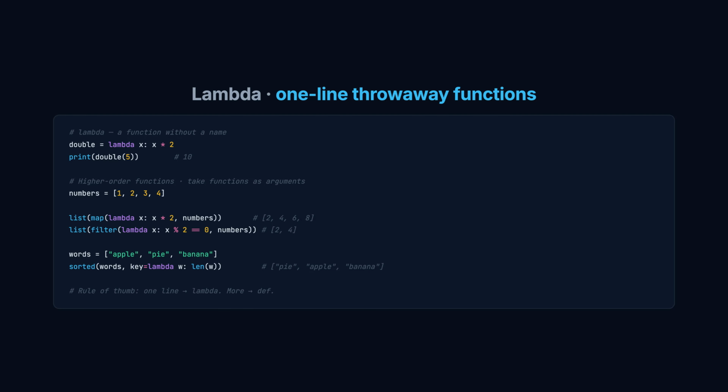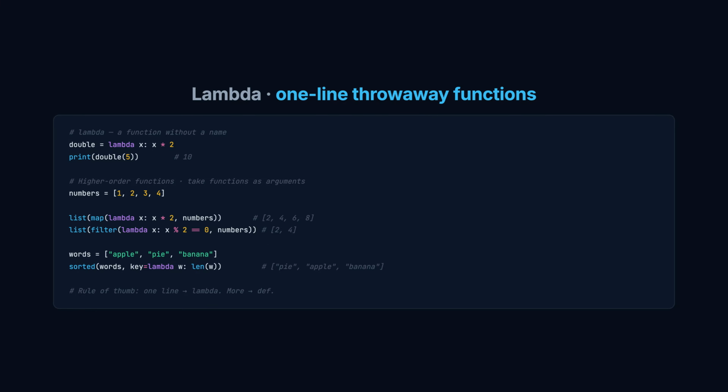If you need a named function, write def. Lambdas are for a very specific case. That case is this: Python's functions are first-class values. You can pass a function to another function, and some built-in functions take functions as arguments. Those are called higher-order functions.